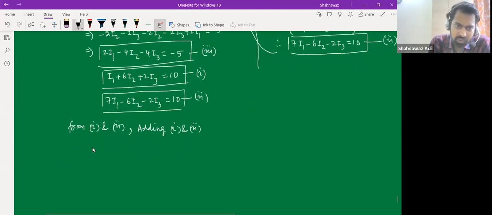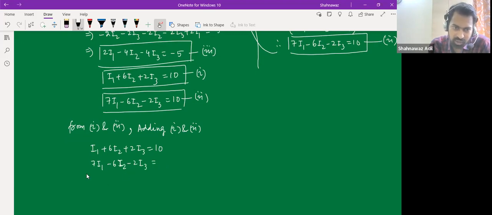So this is I1 plus 6I2 plus 2I3, this is 10, and this is 7I1 minus 6. Okay, so this one is also cancelling. So then it is getting okay. Luckily, this is getting cancelled.